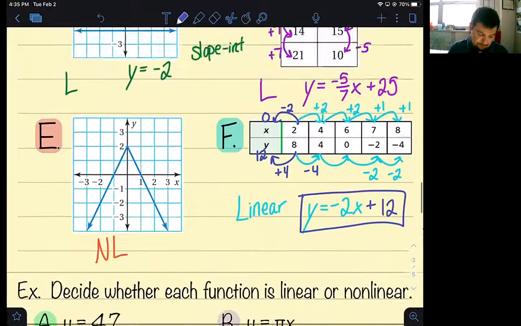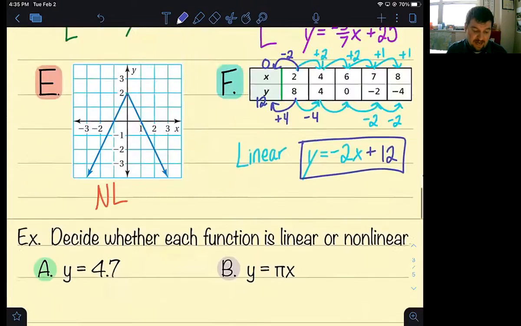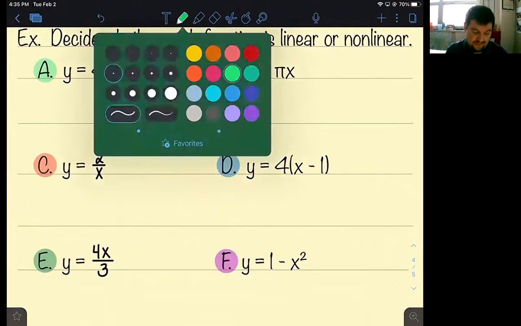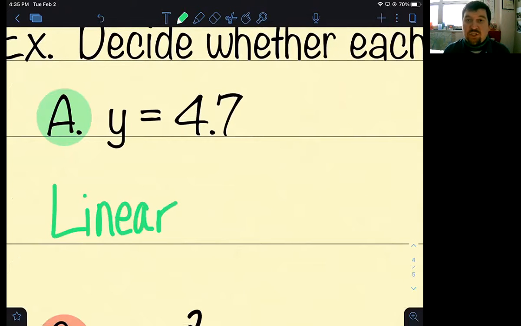Now it wants me to determine whether it's linear or nonlinear, but it's not giving me charts or graphs. It's giving me straight up equations. So for example A, I know this is linear. How do I know it's linear? Because it's written in slope-intercept form. The slope is just 0, but it crosses the y-axis at 4.7. Okay, so this is a horizontal line, so I know it's linear.